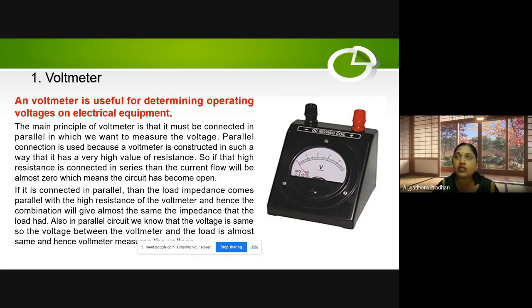Now if it is connected in parallel, then the load impedance comes in parallel with the high resistance of the voltmeter, and hence the combination will give almost the same impedance that the load has. Also, in a parallel circuit we know that the voltage is the same, so the voltage across the voltmeter and the load is almost the same, and hence the voltmeter measures the voltage.